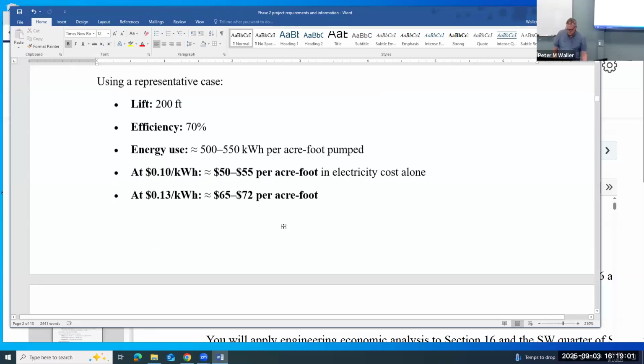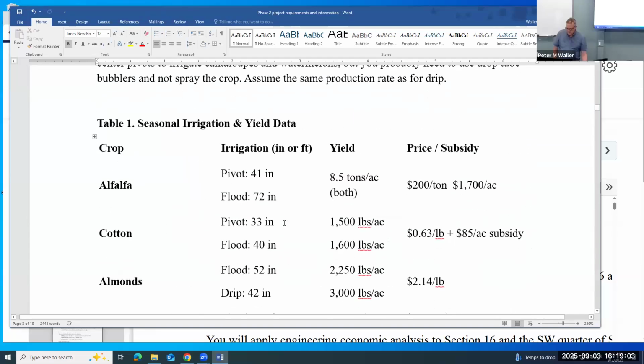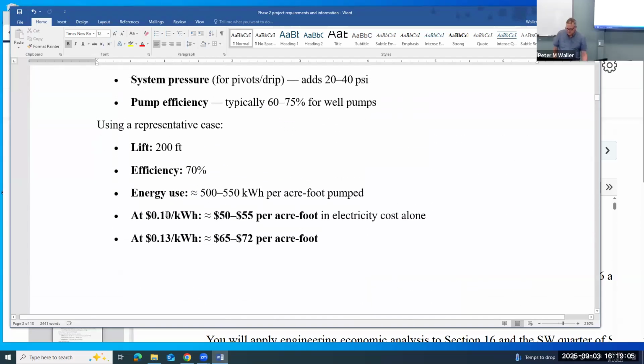Okay. And actually, they have this conversion at 10 cents per kilowatt hour is $50 to $55 per acre foot. I have equations in the text that you can calculate directly, with equations. But you might just want to use this rule of thumb. I mean, this looks good enough.